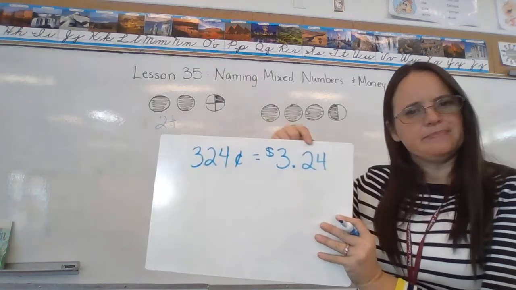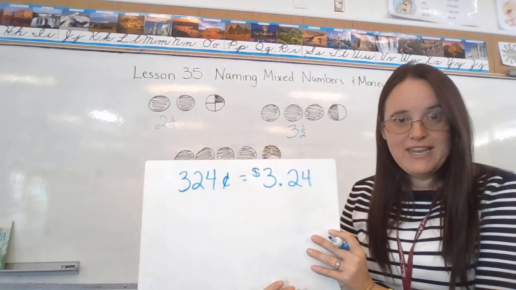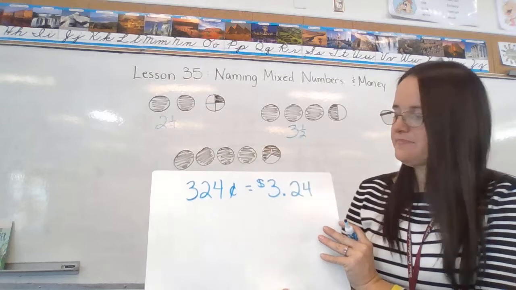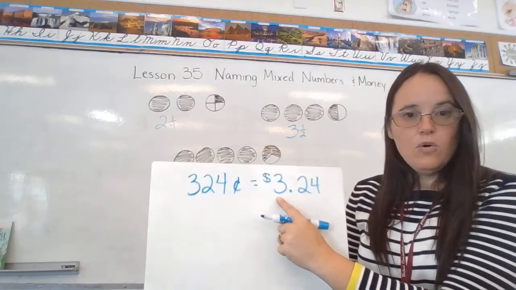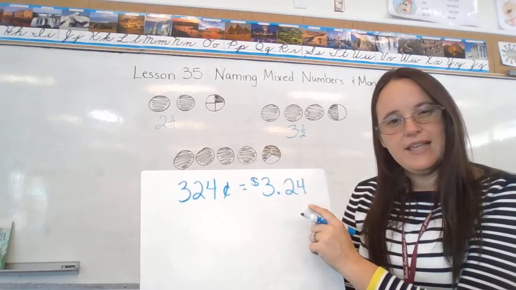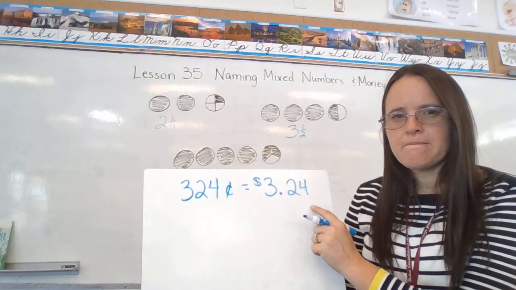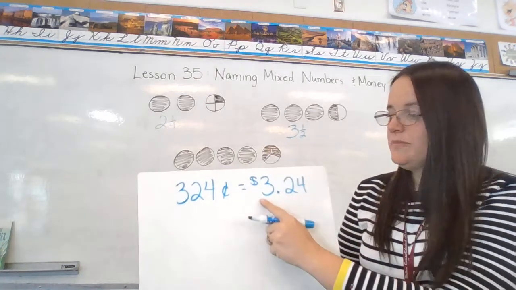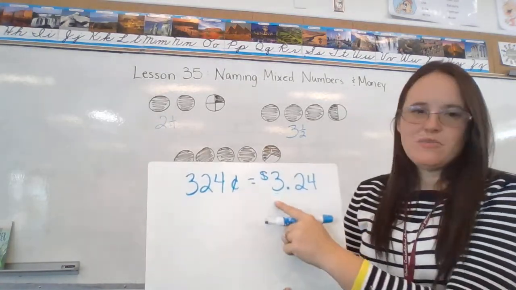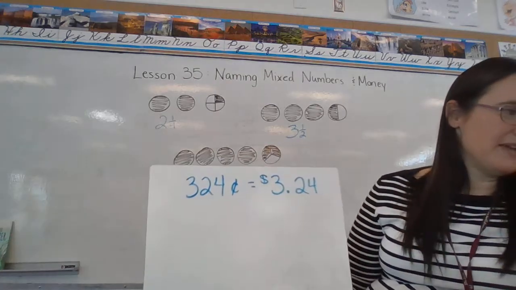$3.24. We read that kind of like we read mixed numbers. We can think of money as a mixed number, although we write it as a decimal. But we have our 3 whole dollars, and then we have 24 cents. How many cents does it take to make 1 whole dollar? 100. So it would be 3 and 24 hundredths of a dollar. But really, we read it $3.24, because we've changed the language around a little bit concerning money.